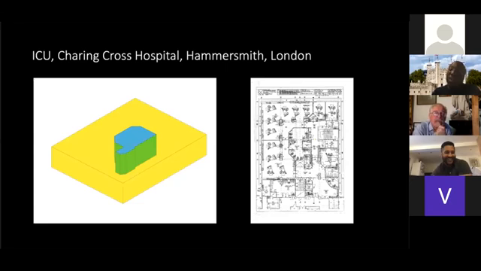And this is why the consultant wanted the flexibility in operation in this environment. So this was crucial to delivering the medical care that he wanted. So I'll move on to the next slide.